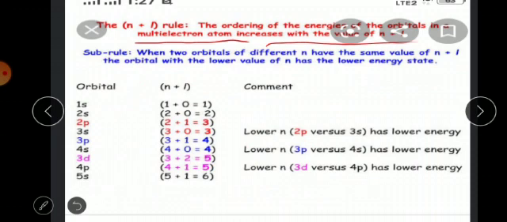Second, when two orbitals have the same value of n plus l, the orbital with the lower value of n has the lower energy. See here: 1s, 2s, 2p, 3s, 3p, 4s, up to 5s. In this we can see the lower n value for 2p.